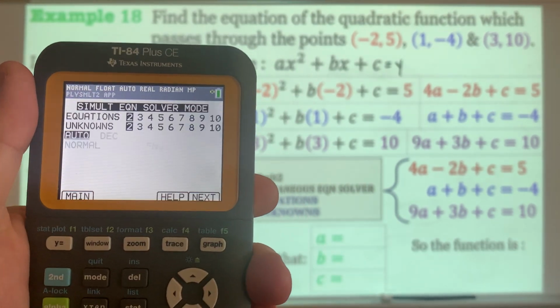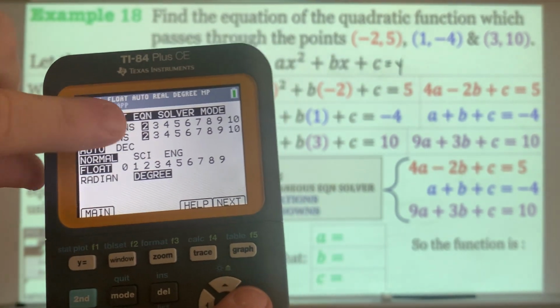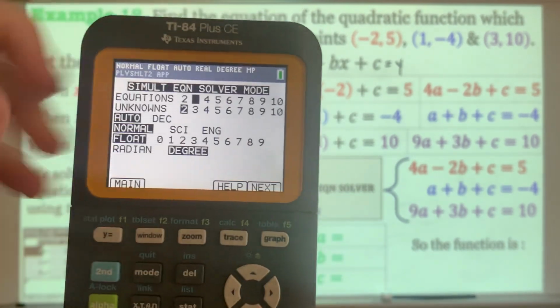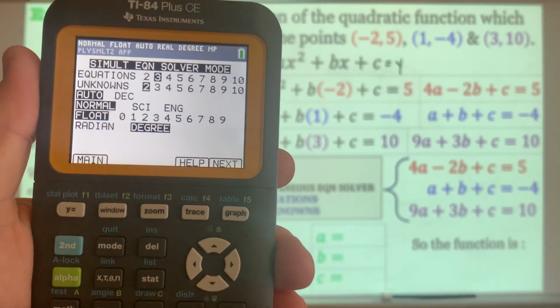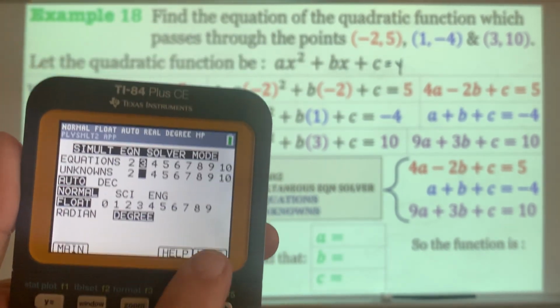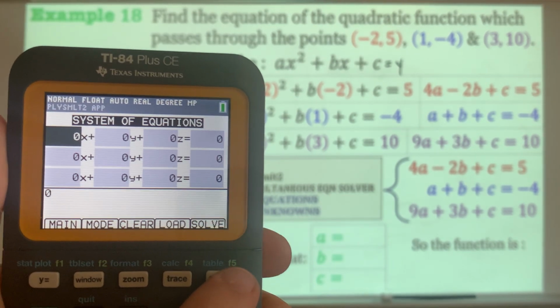You're going to hit enter. Now, I have 3 equations, so I go from the number 2 over to the number 3, and I hit enter. I have 3 unknowns. I have my A, B, and C. So I go to number 3 there. If I know C, I don't have to do this. So I have 3 and 3, and then I'm going to hit the next button, which is the graph. And it brings me to this.